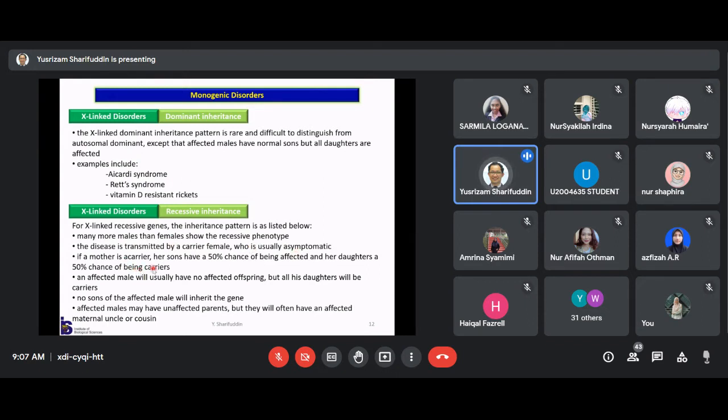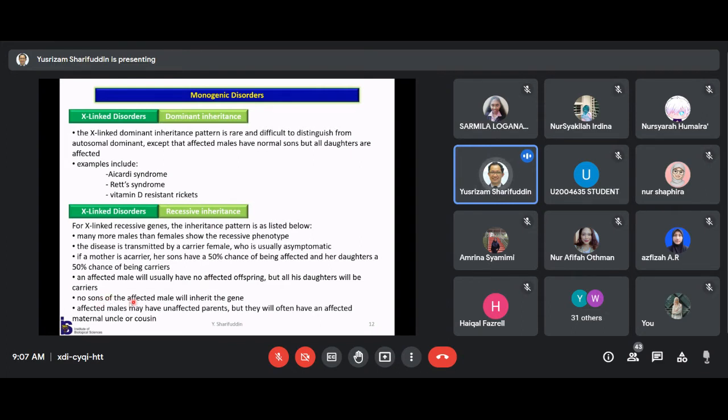Correct. So if a mother is a carrier, her sons have a 50% chance of being affected and her daughters a 50% chance of being carriers. Sons are affected because they only have one copy of the X chromosome. So an affected male usually has no affected offspring, but all his daughters will be carriers. How is that possible? Because remember, the affected male has one X copy, so his daughters will be carriers because he is only going to pass one X copy, the affected copy, to the daughters, assuming that he's marrying a normal female.